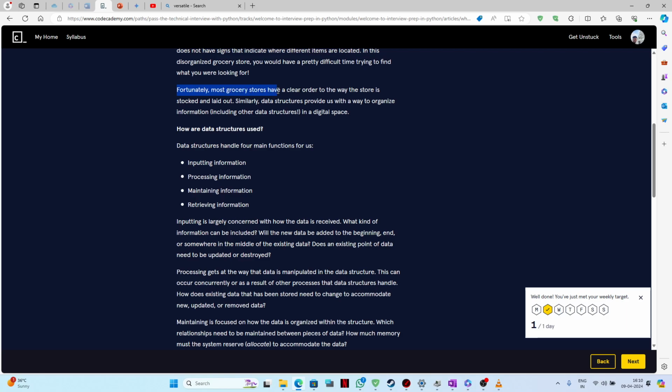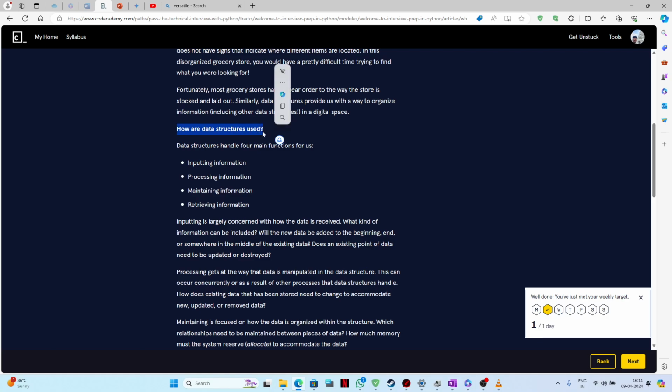Fortunately, most grocery stores have a clear order to the way the store is stocked and laid out. There is an order. Similarly, data structures provide us with a way to organize information, including other data structures, in a digital space. Like organizing in the real world versus organizing in digital space. Wow, fantastic.